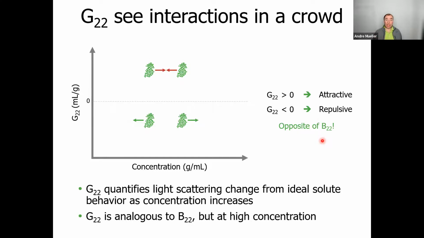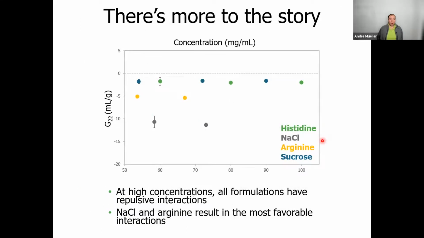Now, when we look at our 4 formulation conditions, we can see that the histidine and the sucrose condition have slightly negative G22 values. Nice, great. Arginine is more negative, and to our surprise, we found that sodium chloride is even more negative. So that means that in the high concentration of protein, the sodium chloride is actually beneficial in preventing aggregation, whereas in the low concentrations, histidine and sucrose were the better ones.